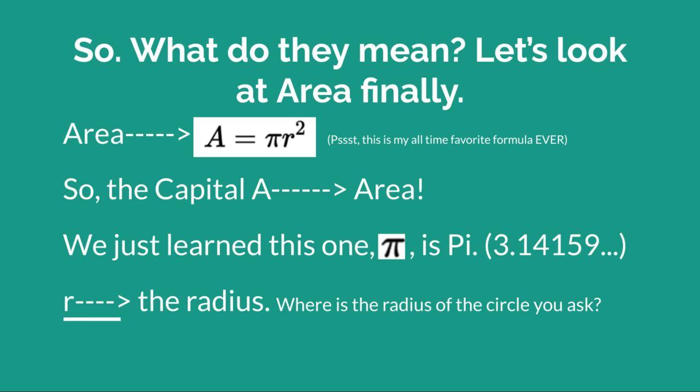So let's go back to area. So what do they mean? Let's look at area finally. Area is equal to pi r squared.